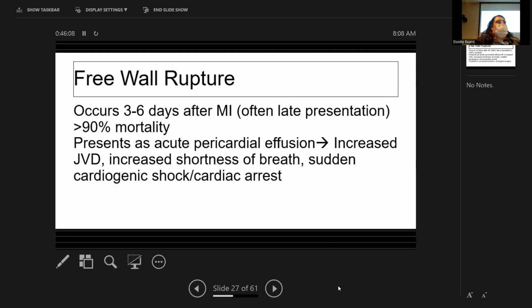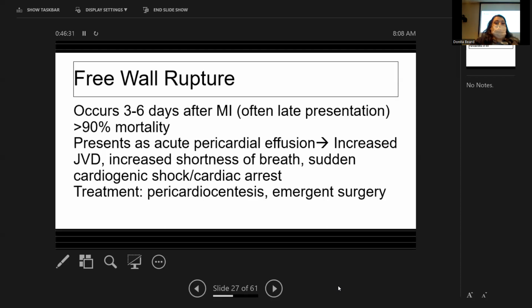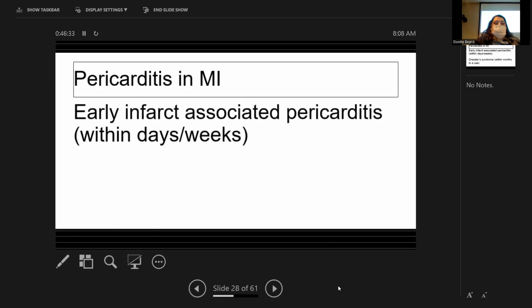They'll usually have, if they do have any symptoms first, some of them have chest pain, and then they'll develop very acute increased shortness of breath, increased JVD, and then usually they will arrest. This can be difficult to distinguish from papillary muscle rupture because they also do the same thing. It's very acute. They go from doing okay to not doing okay. And we'll talk about papillary muscle rupture.